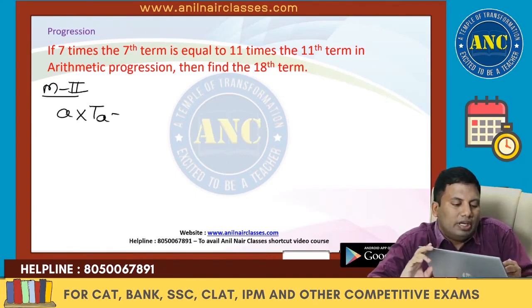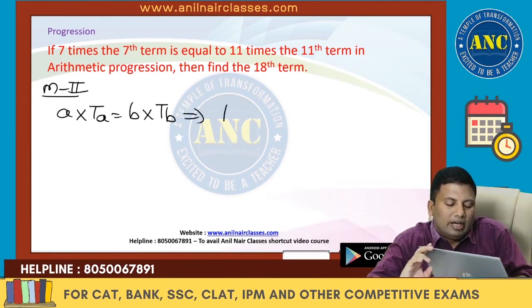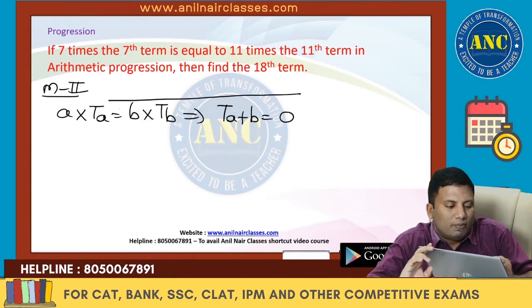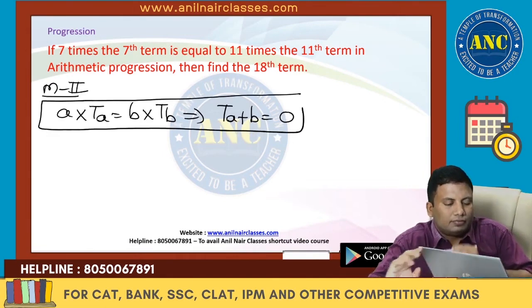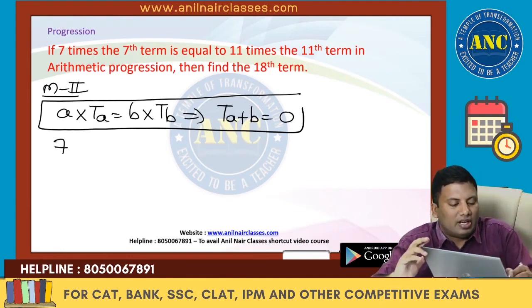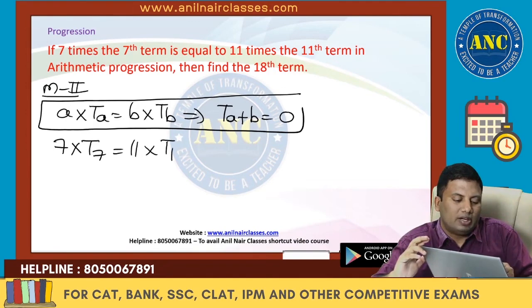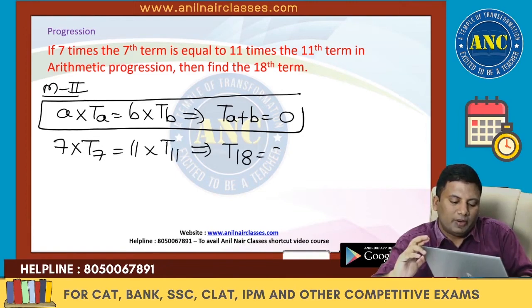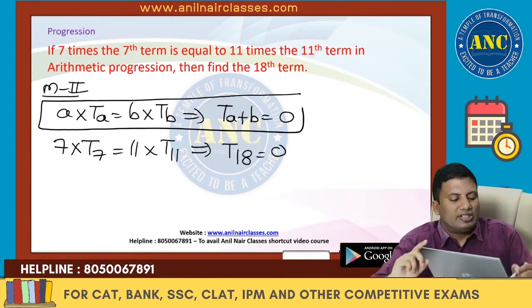A into Ta is nothing but b into Tb. It is always T of a plus b is 0. Please make a note. 7 times the 7th term equivalent to 11 times the 11th term, that is 7 into T7 equivalent to 11 into T11. T of 7 plus 11, T18, it is 0.